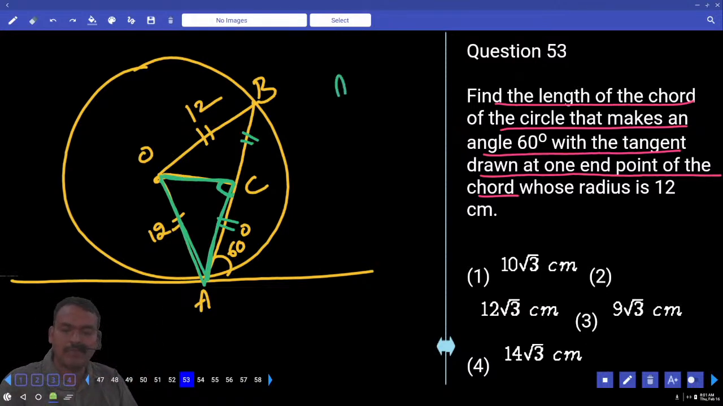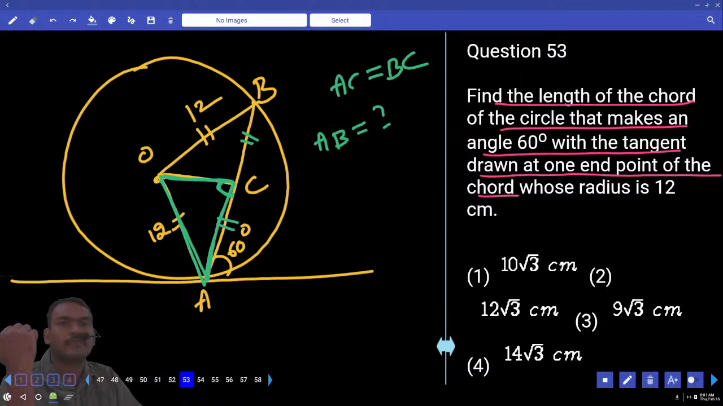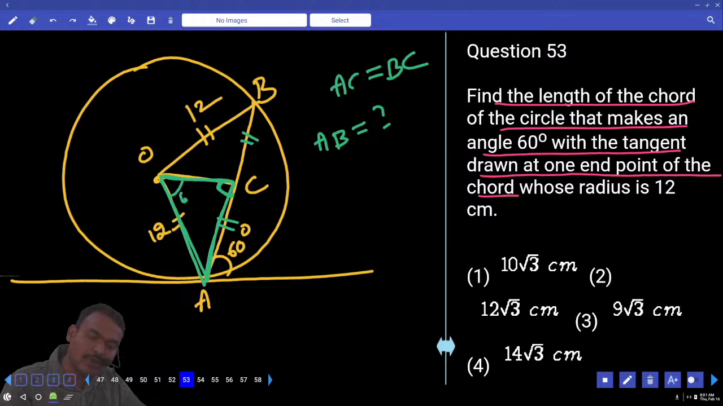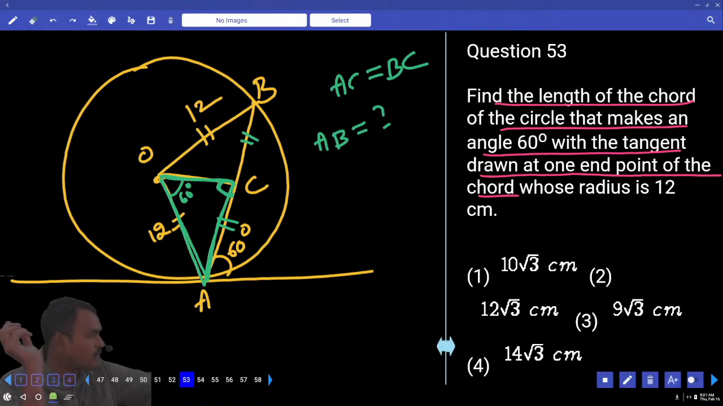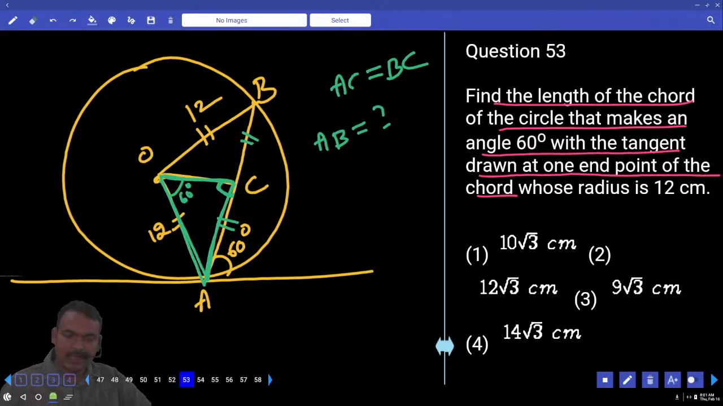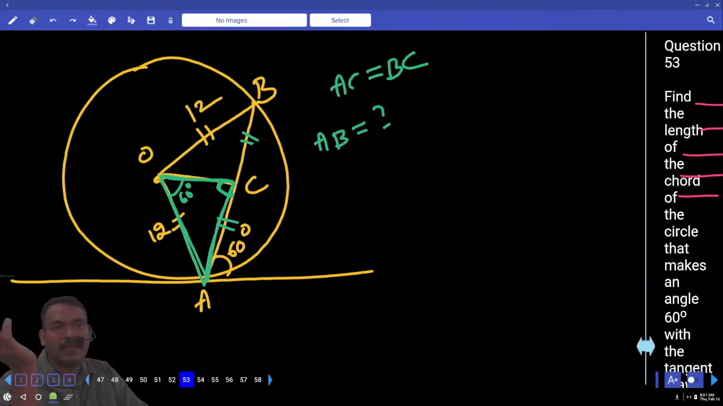AC is equal to the BC value. What is the question here? We require the AB value. If the angle is 60 at A, then at the center how many degrees does our angle make? 60 degrees, by the alternate angles concept. If it is 60 degrees, the opposite is also 60. And OAC is a right angle triangle.